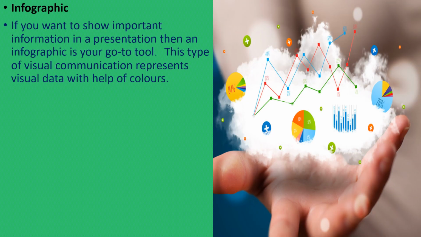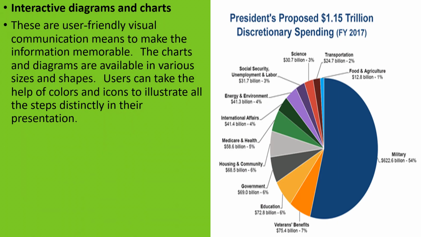Infographics. If you want to show important information in a presentation, then an infographic is your go-to tool. This type of visual communication represents visual data with the help of colors. Interactive diagrams and charts. These are user-friendly visual communication means to make the information memorable. The charts and diagrams are available in various sizes and shapes. Users can take the help of color and icons to illustrate all the steps distinctly in their presentation.